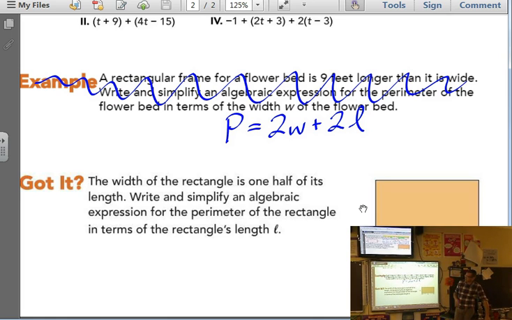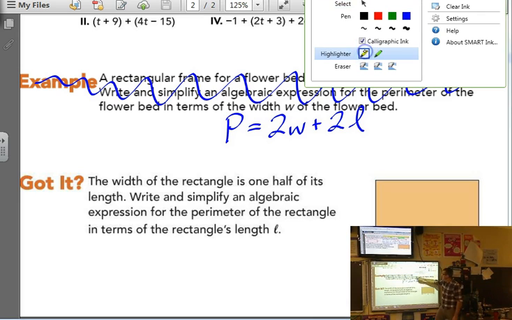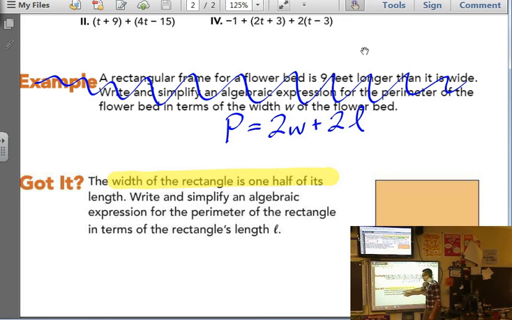So Ellie, what you do here based off it telling you the width of the rectangle is 1/2 the length. Well, what I did was I drew a rectangle, and for the length I put L, and for the width I put 1/2 L. Perfect. Or we could also write it as L over 2, just like L divided by 2. Either way is the same thing. Some people just like this better.